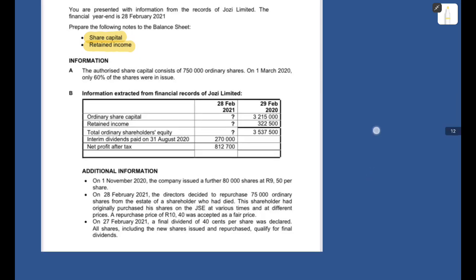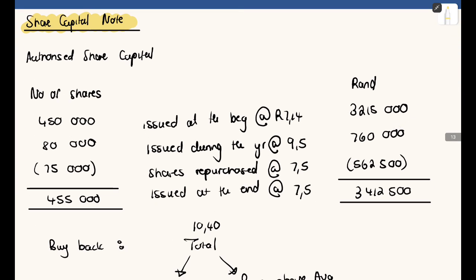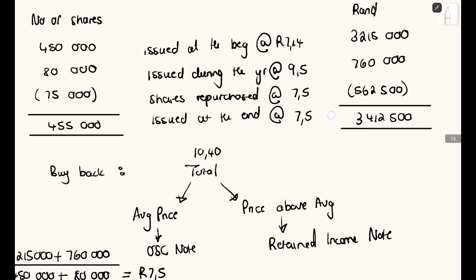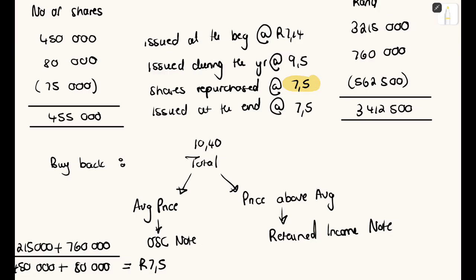So let's go over the things that we had already filled in our share capital note. We had already filled in the share capital note with the buyback, the shares issued during the year, and then we found the average price. Remember that for the price of the buyback, this 750, for you to get that 750, you need to calculate your average price. This is your average price whenever you are dealing with the buyback.